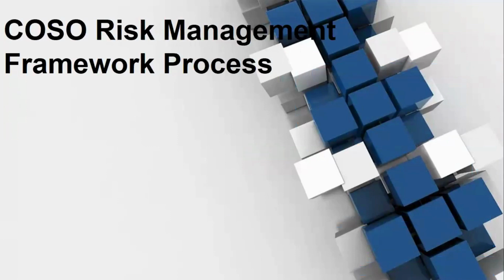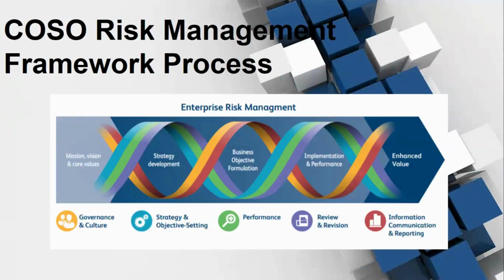The COSO risk management framework. So as it relates to the COSO risk management framework, this process consists of your internal environment, and this step involves establishing the tone at the top, meaning that you start with management and create a culture of risk awareness throughout the organization. Then you have your objective setting, and this involves defining the organization's objectives and ensuring that they are aligned with its risk appetite.